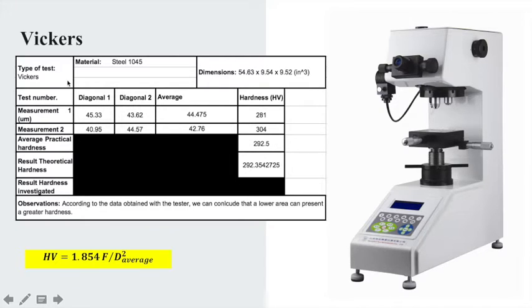So the type of test was the Vickers. The material was steel 1045. These are the dimensions. These are the 2 measurements, the 2 diagonals, the average. The hardness obtained in average was 292.5. The practical one and the theoretical one was 292.35, so it's almost the same. The formula used for calculating this hardness was this one, found in the presentations. These are the 2 samples.